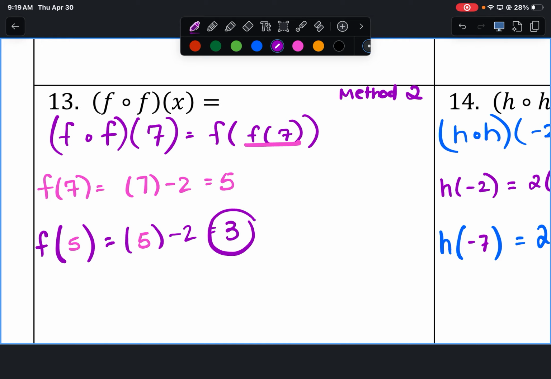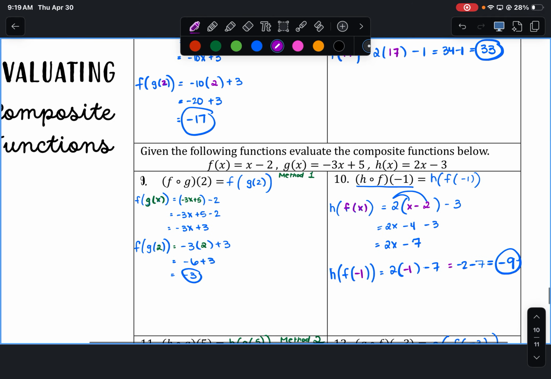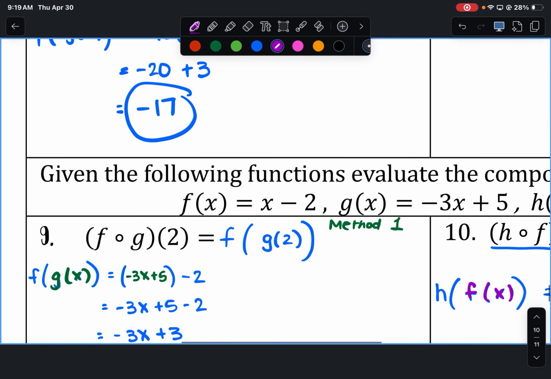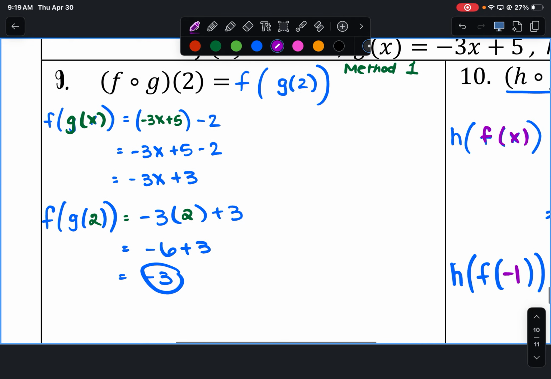All right. So what I want us to do is go ahead and look at number 9. How do you read number 9? F of g of 2. And what is the final answer to f of g of 2? Negative 3. Okay, I did this one by method 1. So I set up the composite, then plugged in 2, and we got negative 3. Either way you do it, you will get the same answer as long as you do it correctly.